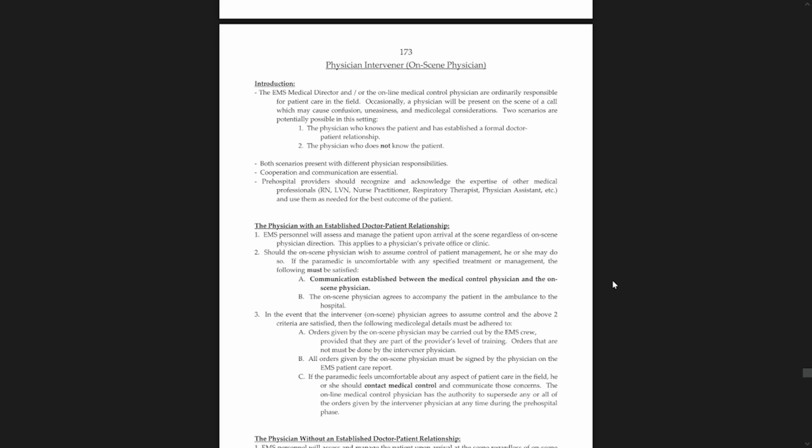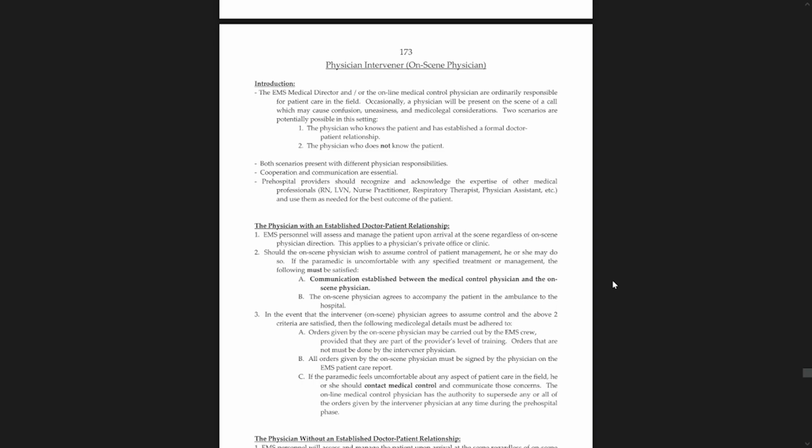The physician with an established doctor-patient relationship: EMS personnel will assess and manage the patient upon arrival at the scene regardless of the on-scene physician direction. This applies to a physician's private office or clinic. Should the on-scene physician wish to assume control of patient management, he or she may be able to do so. If the paramedic is uncomfortable with any specified treatment or management, the following must be satisfied: communication established between the medical control physician and the on-scene physician.